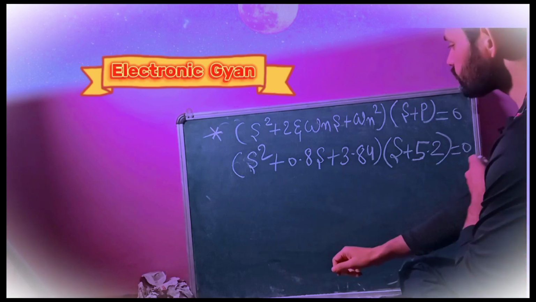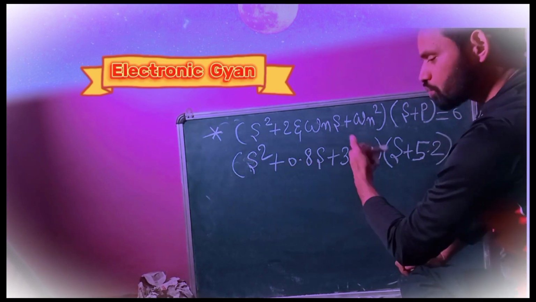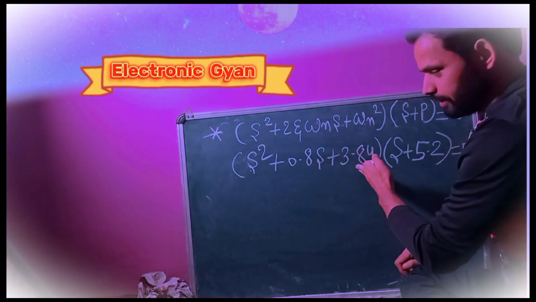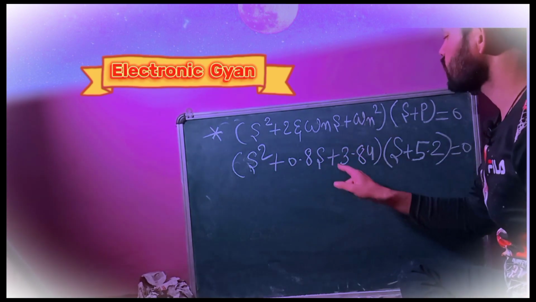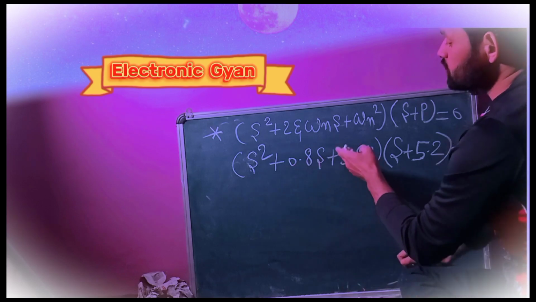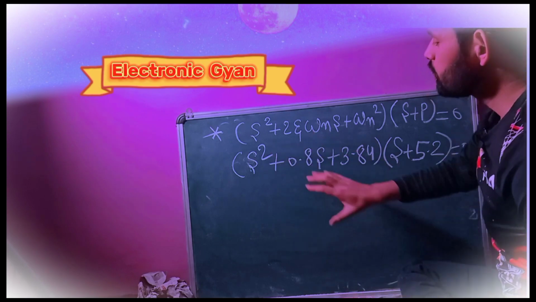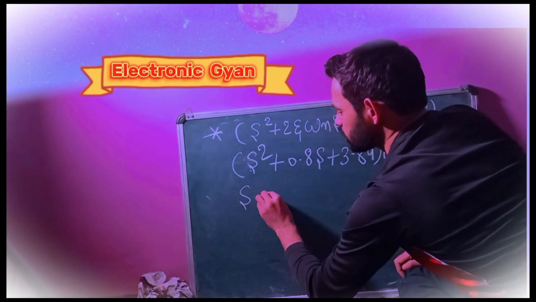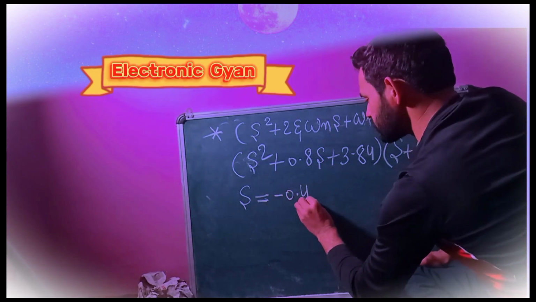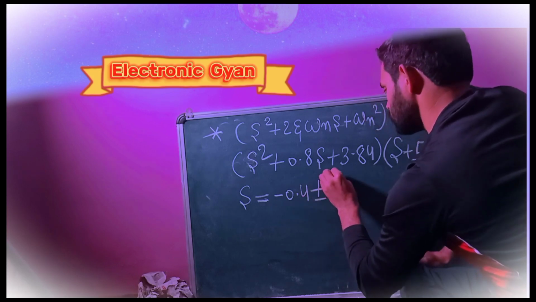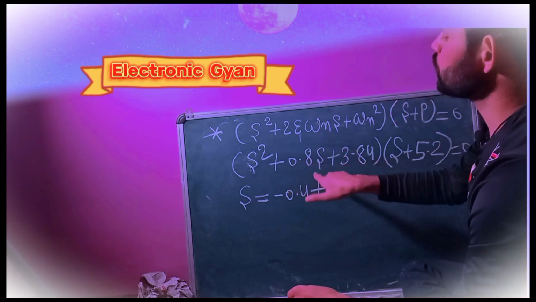So how? When you solve this equation, which is a quadratic equation, if you see b square minus 4ac, b square is 0.64. 4ac is very large, so the value under the root is negative. So these poles are complex poles. We will get s equal to minus 0.4 plus minus j 1.92. When you solve this quadratic equation, you will get this pole.